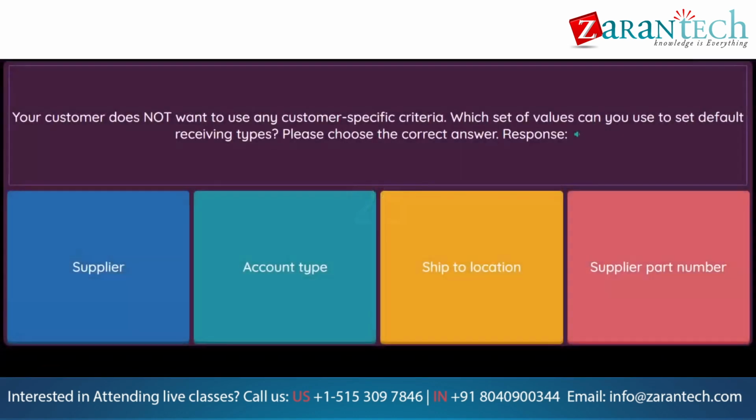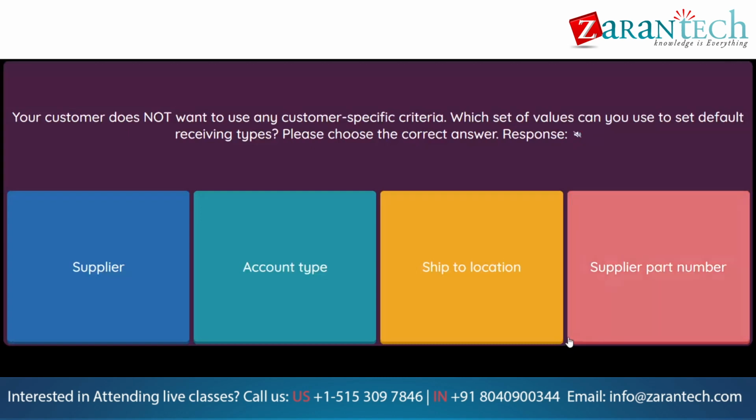Question: your customer does not want to use any customer-specific criteria. Which set of values can you use to set default receiving types? Please choose the correct answer. Response. Option 1 Supplier. Option 2 Account type. Option 3 Ship to location. Option 4 Supplier part number.